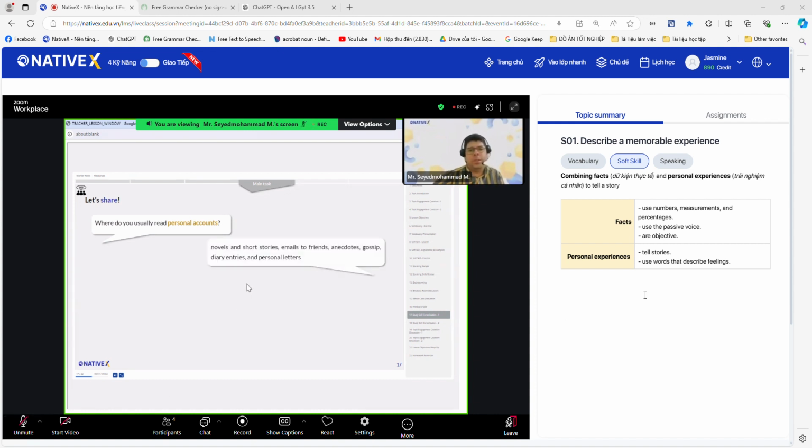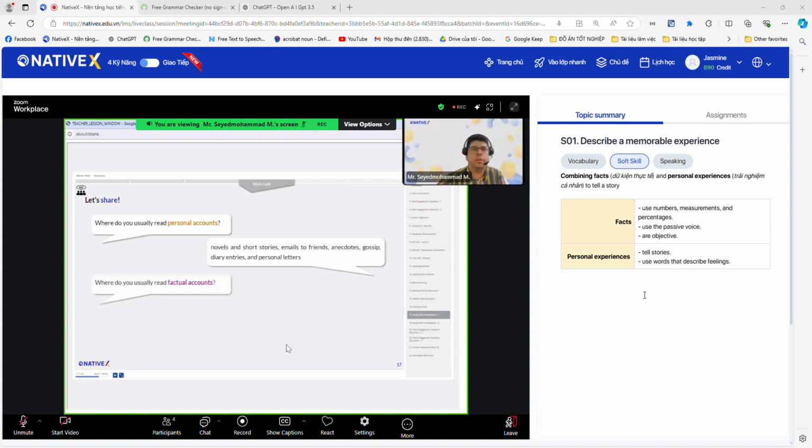So please read this part, Tuen. Novels. I usually read personal accounts in novels. Okay. Please read what is on the screen. Please read novels and short stories, emails to friends, anecdotes, gossip, diary entries, and personal letters.